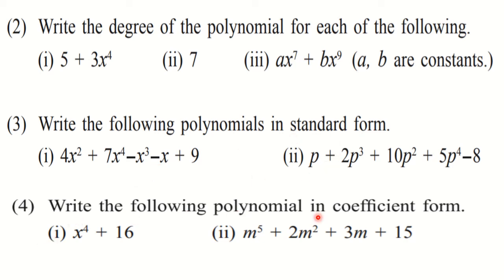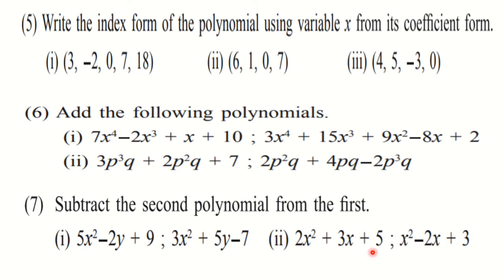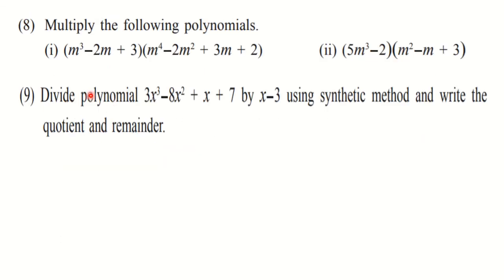Then write the following polynomial in coefficient form. You know how to write it. First convert to index form, that means write down the missing terms also, and from that you can write the coefficient form. Okay. Question number 5 is also easy. You have to write down the index form. Addition is also possible for you to do. Subtraction also you can do. We have done operations on polynomials. Question number 8, multiply. You can do it. Question number 9, you have to divide by the synthetic division method, which is taught by me. So you can do this.